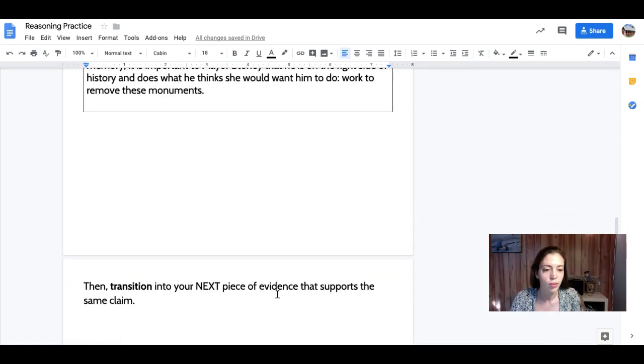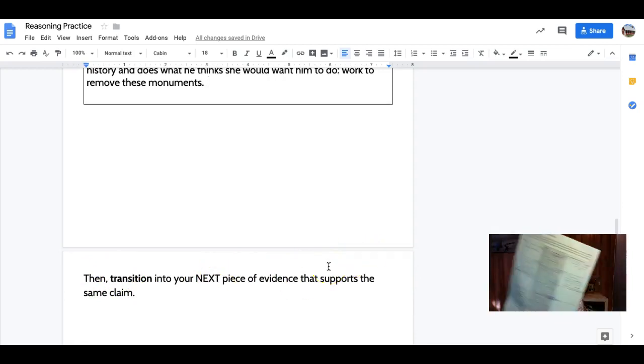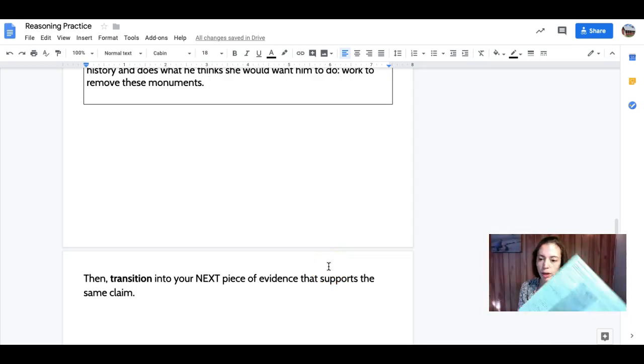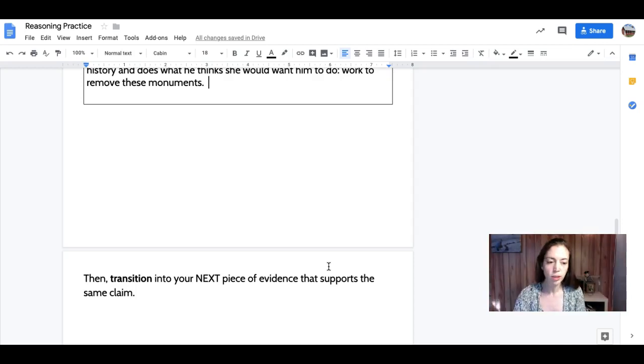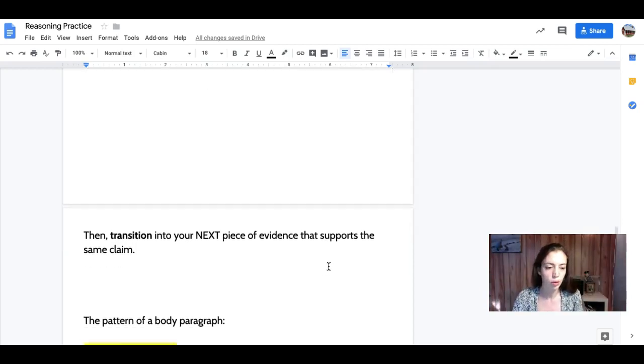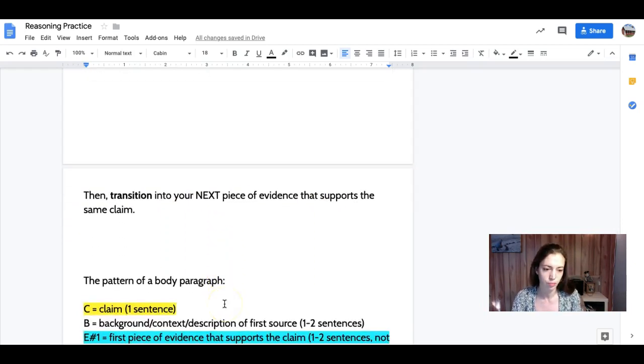Yay. All right, so then my job would be to transition into my next piece of evidence that supports the same claim. I would look back at my green organizer sheet here for my evidence, and I would say, what other evidence on here shows that some of these monuments are deemed as offensive by some people, by some Americans? I would use that. I would aim to use that next, but I would transition into it. I would find something that connects these 2 pieces of evidence.